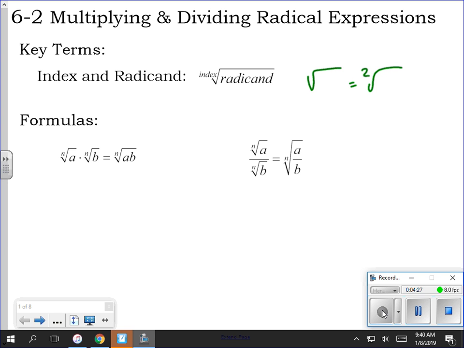Two of the formulas you're going to be working with today: if I have two roots with the same index that I'm multiplying, it is the root of both of those multiplied. And this goes in both directions. I can split things apart. This is how we did simplifying radicals. We took the number underneath, rewrote it as two things multiplied, and then split it into two radicals. That's how you simplify a radical.